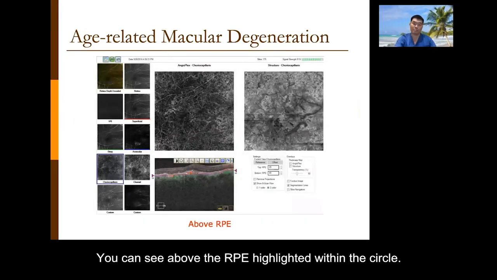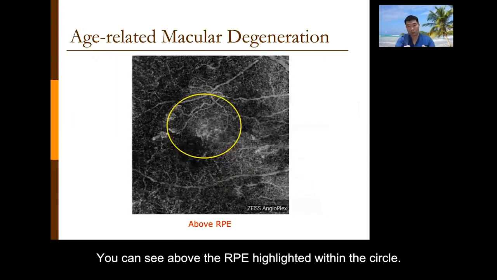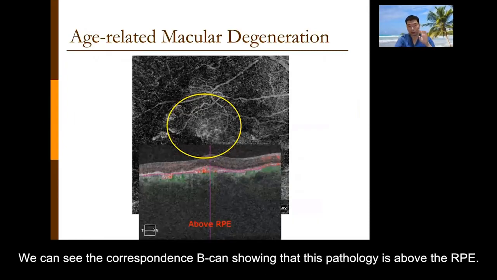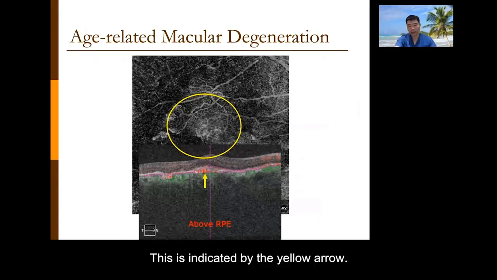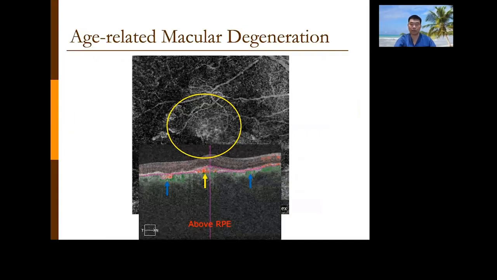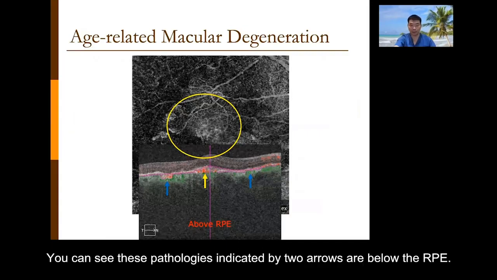Here you can see above the RPE, highlighted within the yellow circle, this abnormal nest or network of abnormal vessels. Here we can see the corresponding B-scans showing clearly that this pathology is above the RPE. This is indicated by the yellow arrow. And if you look at the blue arrows, you can see some pathology to the side of these yellow arrows, which is actually below the RPE.